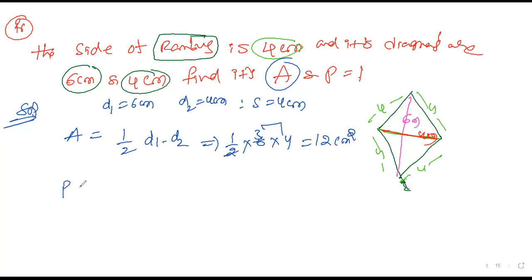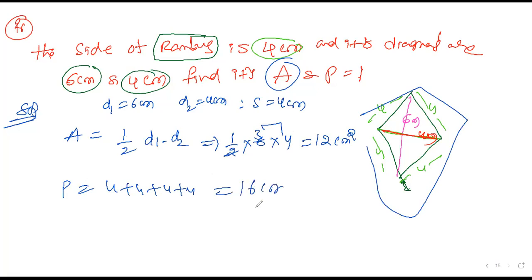Nice. Now the perimeter is what? Perimeter is 4 plus 4 plus 4 plus 4, four 4s, nothing but 16 centimeters. Now it's very clear. Please copy the answer. Everywhere you have to understand the units: area means centimeters square, and the perimeter is a length, so it is 16 centimeters.